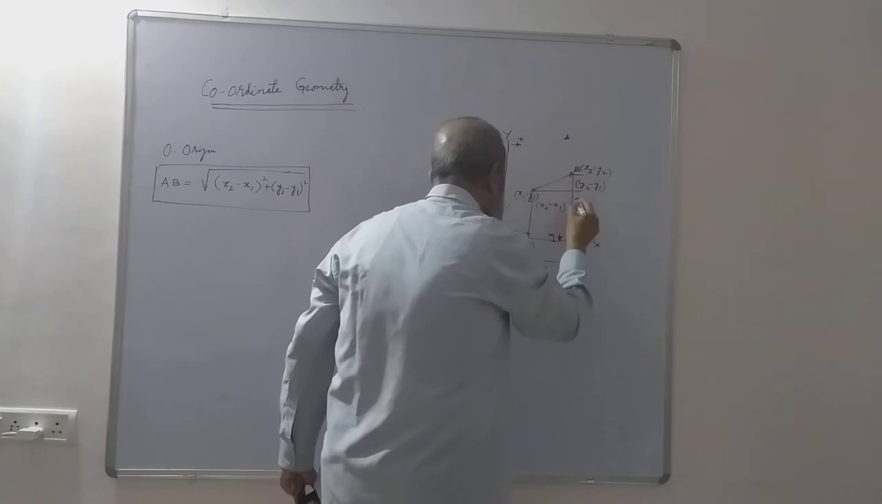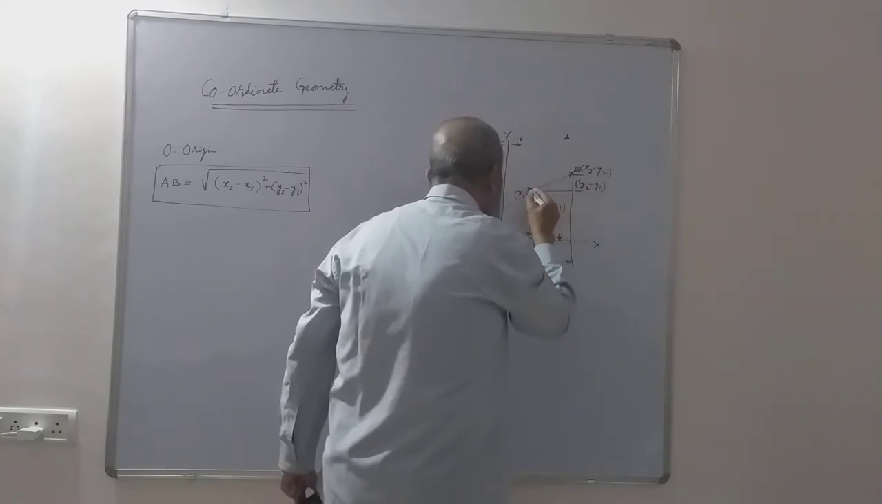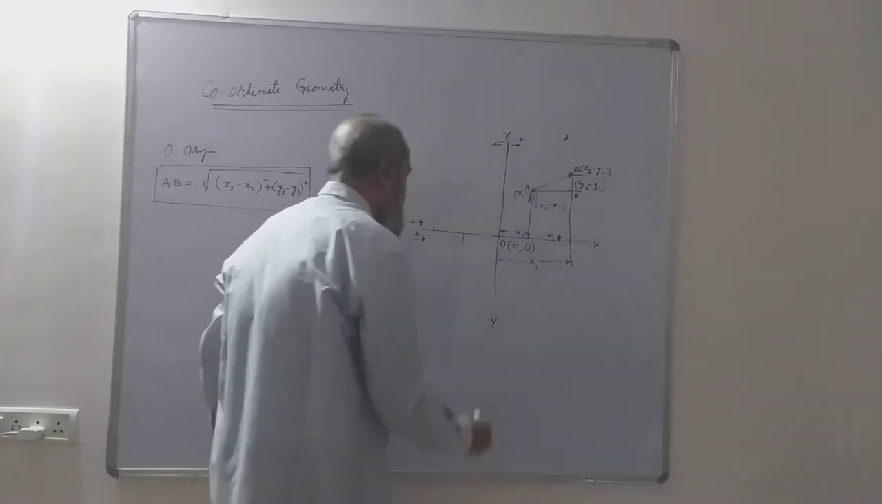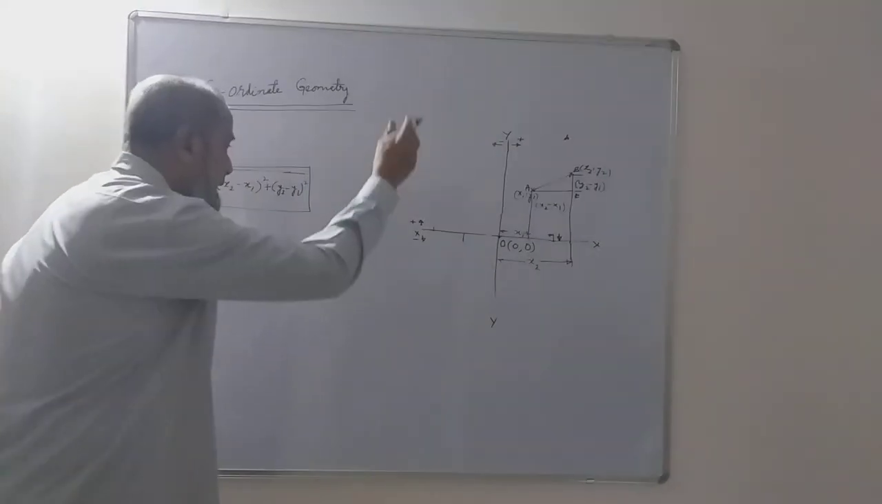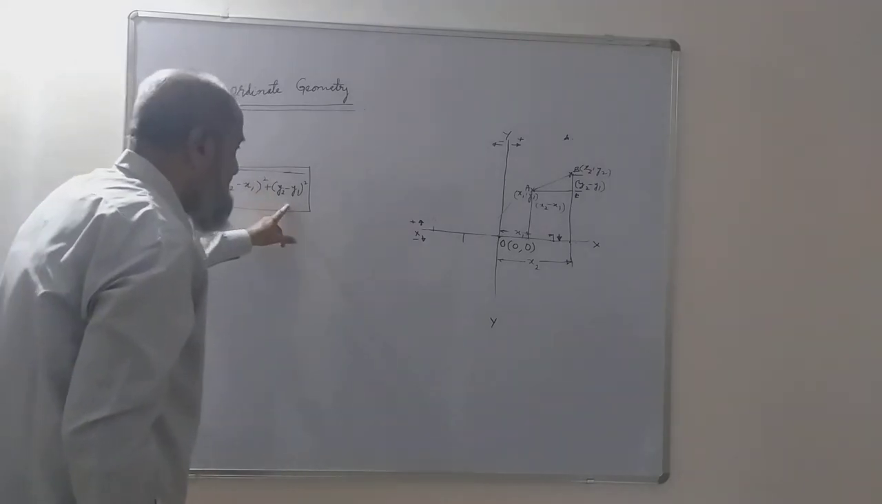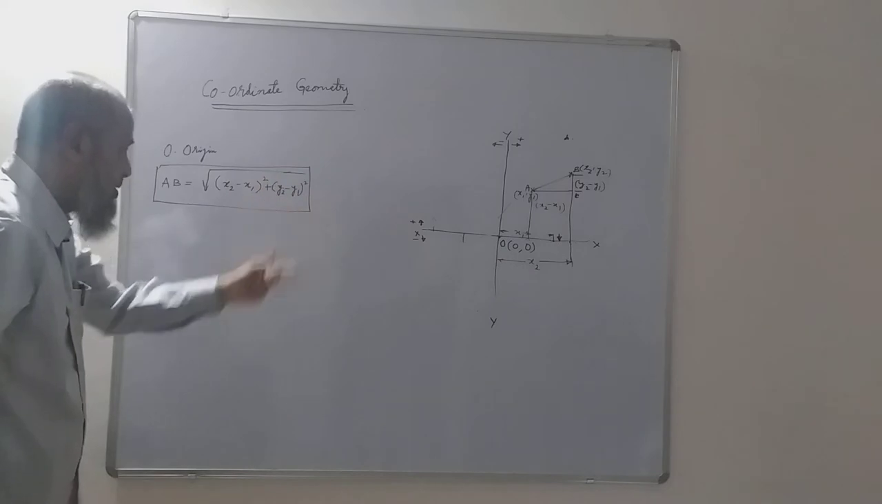Now, this is a right angle triangle, ABC. If I take this as A, this as B, this is C. ABC is a right angle triangle in which AB is the hypotenuse. So, square on the hypotenuse will be equal to the sum of the squares on the other two sides. That's how I can prove it.